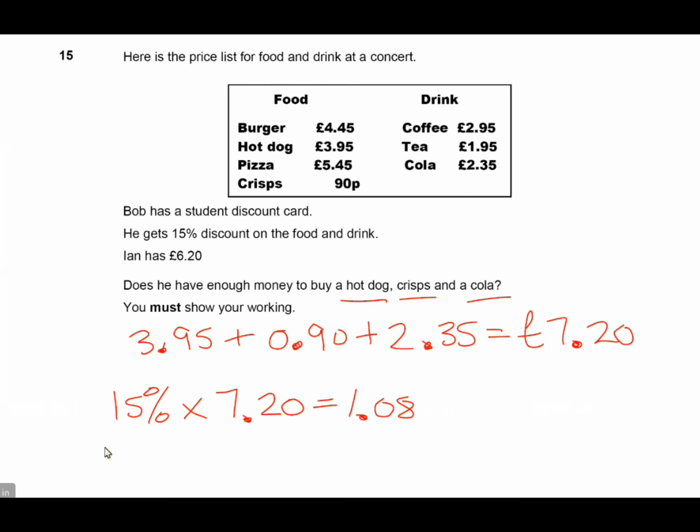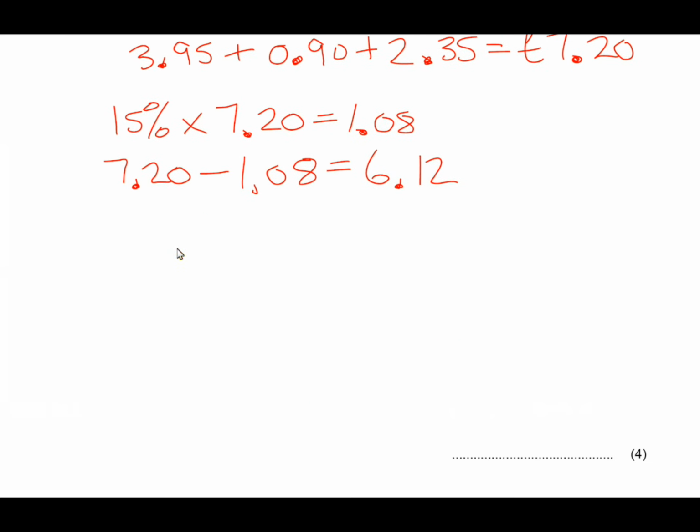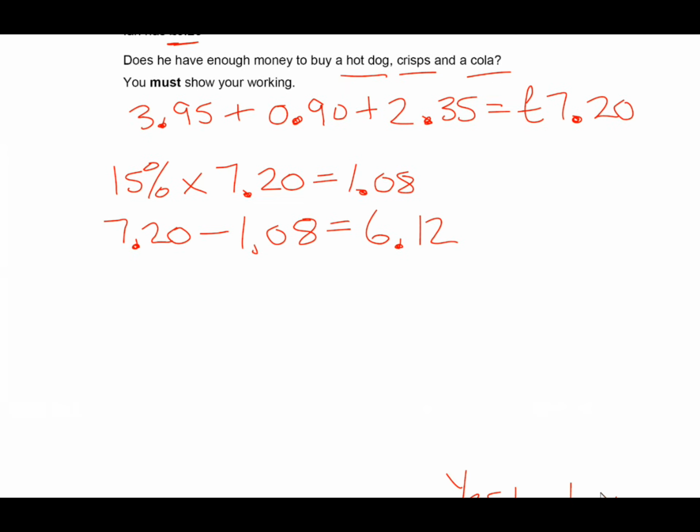So £7.20, take away the student discount, is £6.12. He's got £6.20. So to answer our question, yes, he has enough. And he's probably got 8p to spare as change.